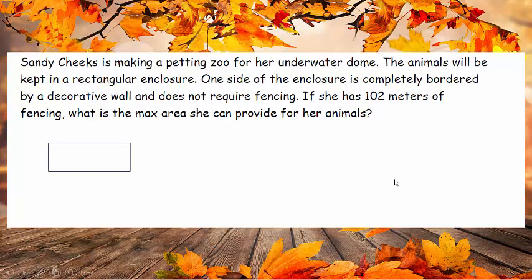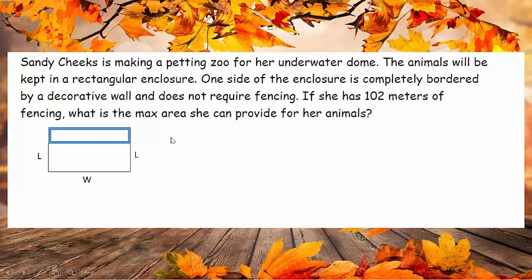So it's a good idea if you draw yourself a picture. It does say rectangular enclosure, so I'm just going to sketch out a rectangle. And this is going to be the decorative wall, so she's not going to need to fence this side. So if I pick two letters, let's say I want to call this L, then this is L, and then I'll have to make up a letter for this side. So again, you don't have to use L's and W's. You can use X's, P's, Q's, R's, M's, B's, whatever you want. I just like to use L and W.